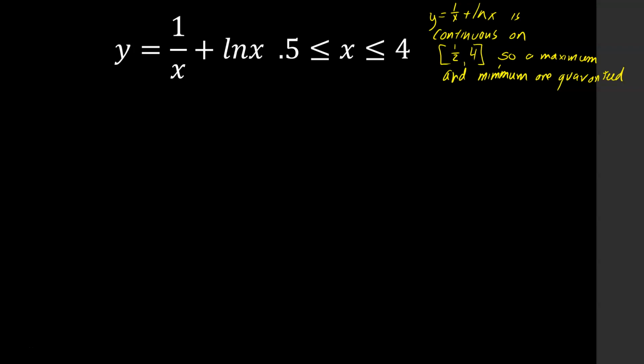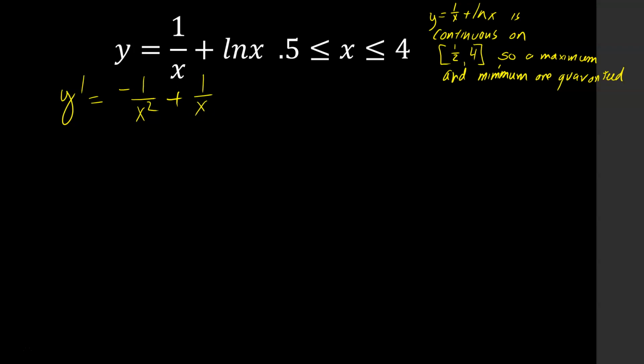So what do we do first? Well, a maximum and a minimum can only occur at endpoints or critical points. And critical points are where a derivative is equal to 0 or undefined. So let's do that first. The derivative of 1 over x is negative 1 over x squared. You can use quotient rule, but I'd think of 1 over x as x to the negative first power, so I could use the power rule. And the derivative of natural log of x is 1 over x.